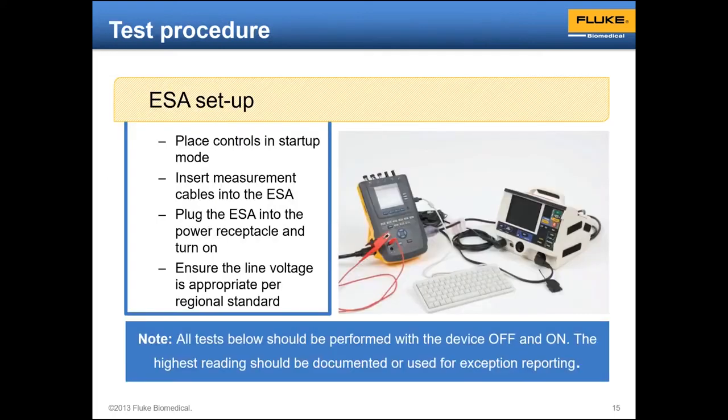So when we set this up, and you're going to see the India team, Ravi and the India team set this up this way, we will set the electrical safety controls at startup mode. We'll insert the cables and connections to the electrical safety analyzer. So we're going to connect the ventilator to the electrical safety analyzer. We're going to plug the safety analyzer into the mains power and turn it on.